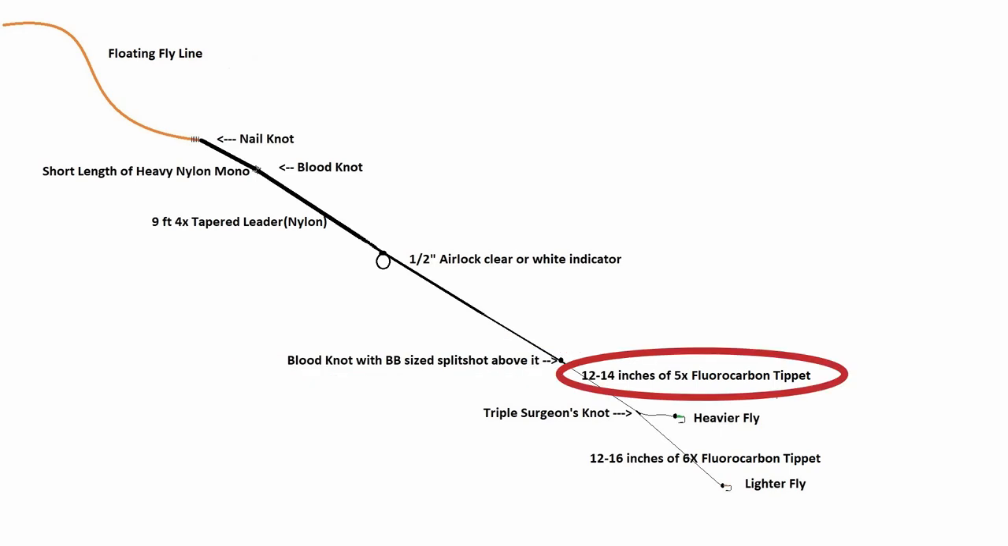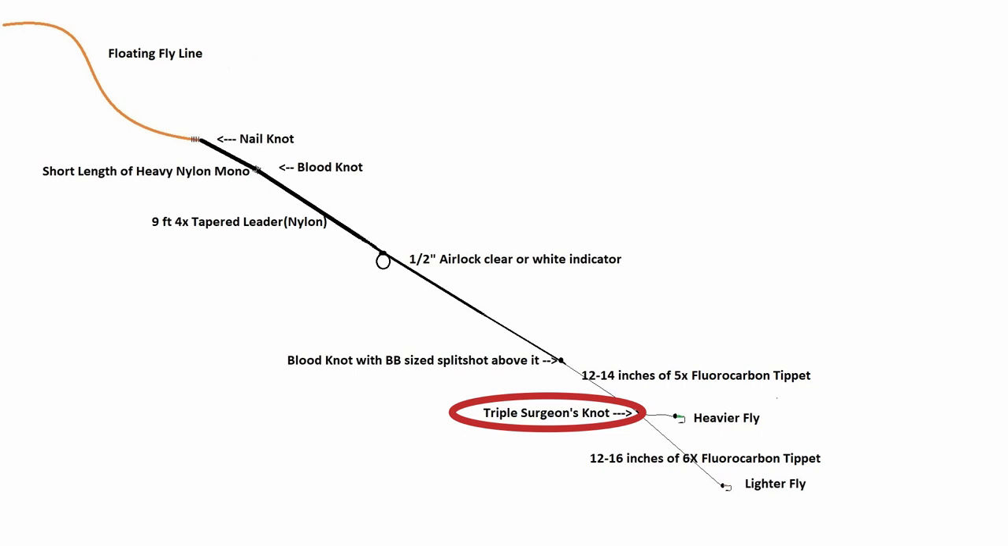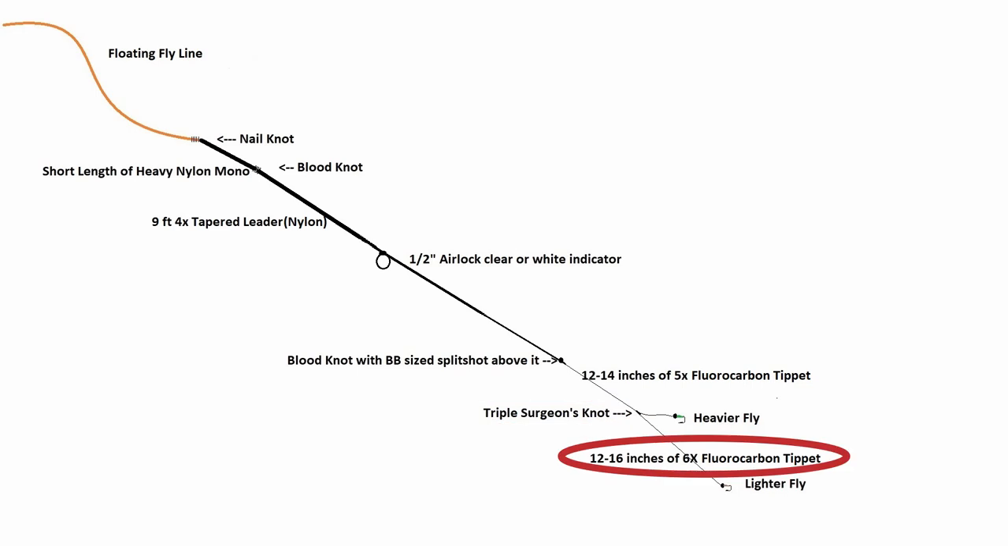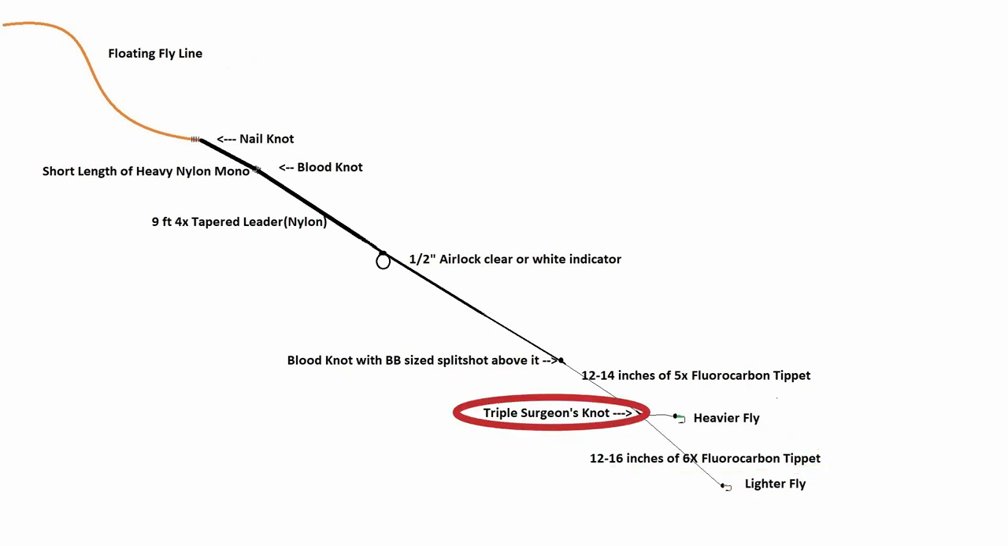The first section of tippet is typically a 12 to 14 inch section of 5X fluorocarbon. Below that, I use a triple surgeon's knot to tie a 12 to 16 inch piece of 6X. This will help set us up for a double nymph rig. I clip the top tag off of that triple surgeon's knot and then use the bottom tag to connect the heavier fly.